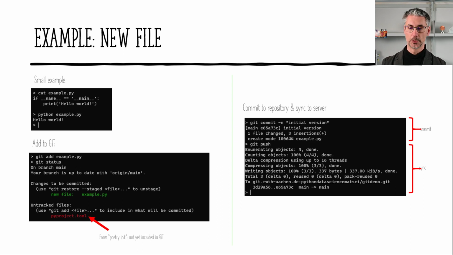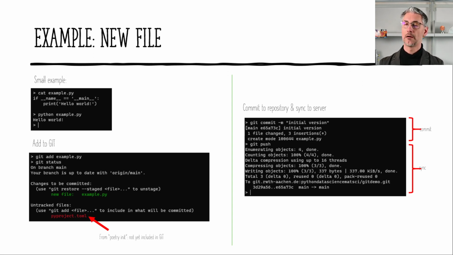So for example, say we have a new file, and this is very simple, right? It just prints hello world. We add it to Git using git add and our example file, and we can use git status to see what it does. So we see that we have it here. We have changes that need to be committed. We have a new file that Git has identified. We also have untracked files. This is done from poetry init and not yet included, so we really need to add that as well.